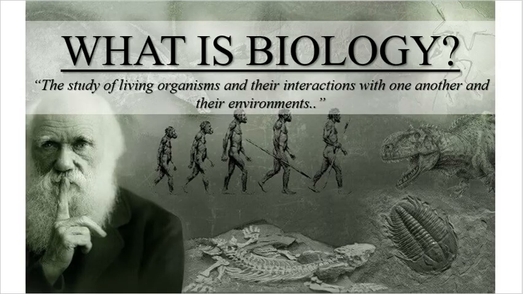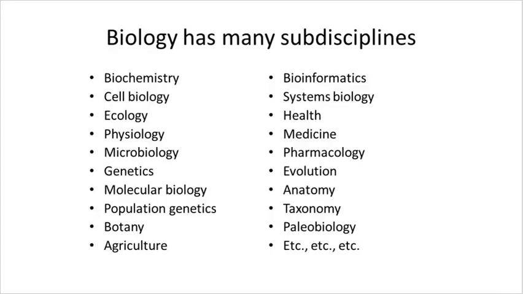All right, so what is biology? Well, in simple terms, biology is the study of living organisms and their interactions with one another and their environments. Now, this is a very broad definition, and the reason it's so broad is because the scope of biology is very, very vast. Biologists can study anything from the microscopic or submicroscopic view of the cell all the way to ecosystems and the whole living planet. It's a very multifaceted discipline.